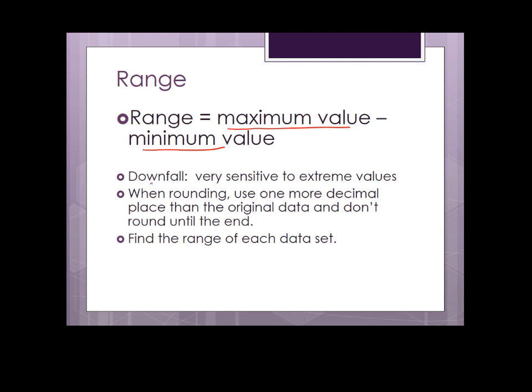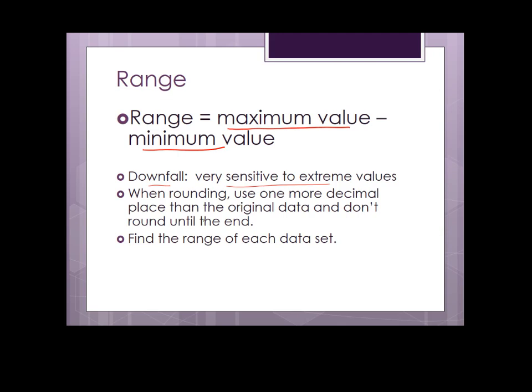Now, one downfall of the range is that it's very sensitive to extreme values. So if you have an outlier, like I talked about before, with a number that's way higher than the rest or way lower than the rest, that is going to be taken into account with the range because you're subtracting the highest and lowest. So maybe the rest of the data is all close together and then there's one way above, then the range may not be a good representation.